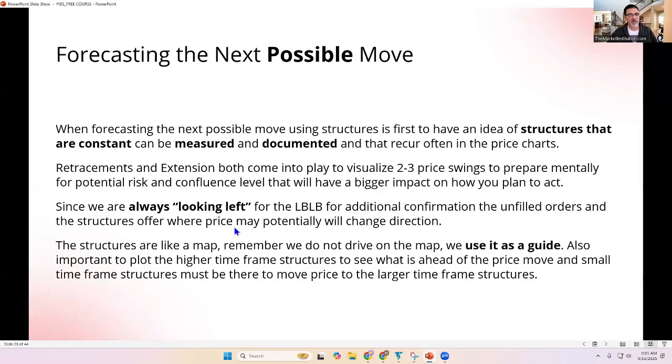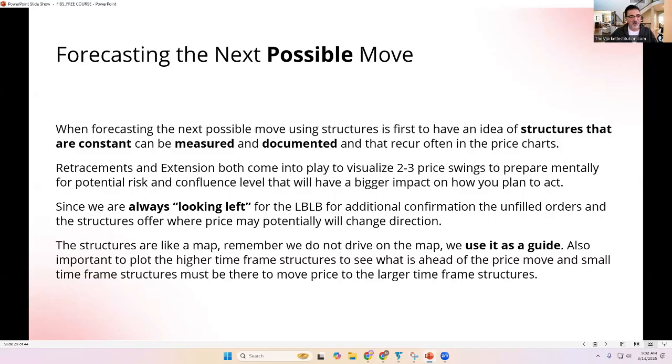Since we're always looking left for the leg base, for additional confirmation, unfilled orders, and the structures often offer where price potentially will change direction. The structures are like maps. Remember, we don't drive on the map. We use it as a guide. Reminds me of Dr. Woody.